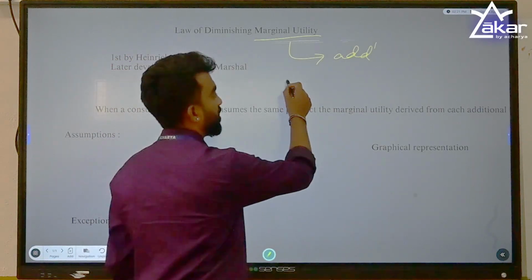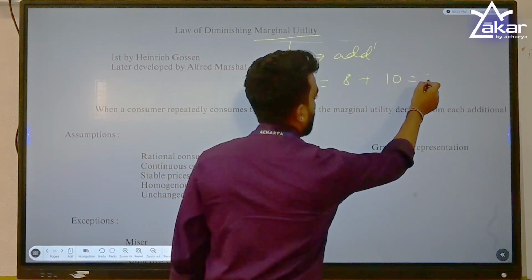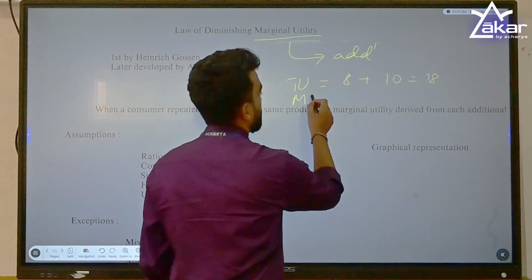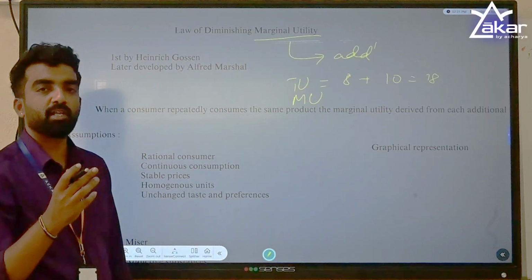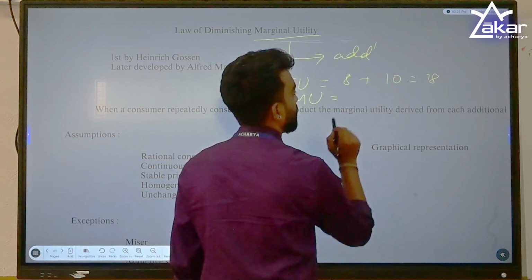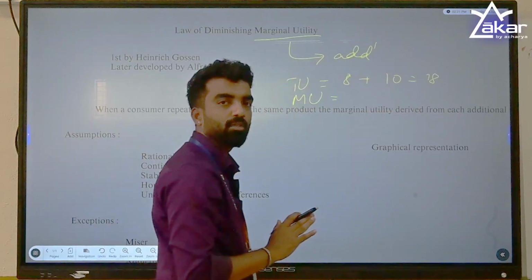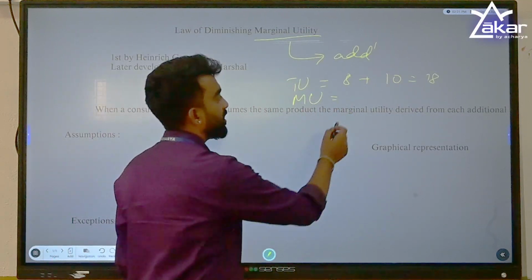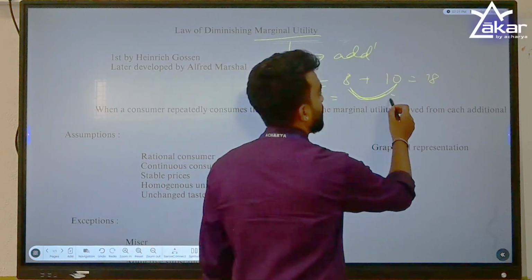Total utility is, for the first cup of ice cream you are giving 8, then 10. That means total utility is 18. So what is marginal utility? Marginal utility means the additional satisfaction you are getting from the consumption of an additional unit. By the first unit you are getting 8 and by the second you are getting 10. So the difference between the two, right, that is marginal utility.